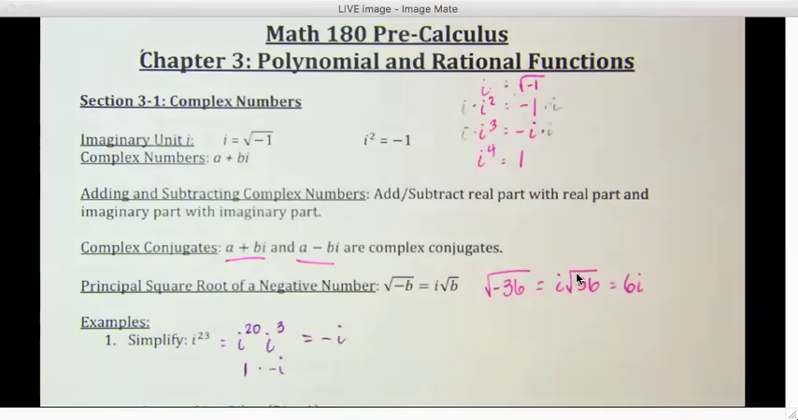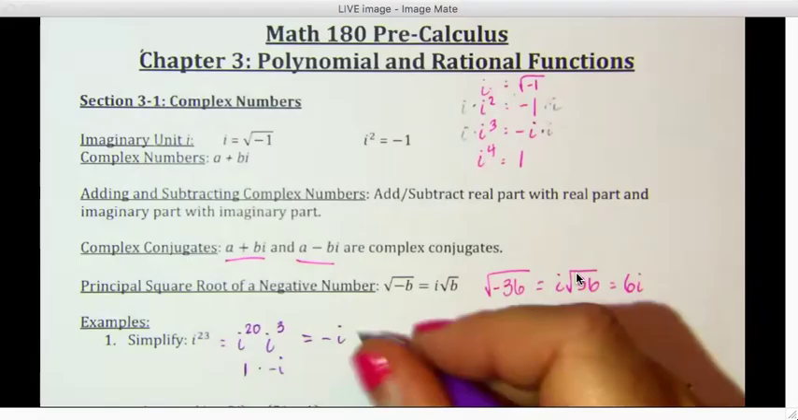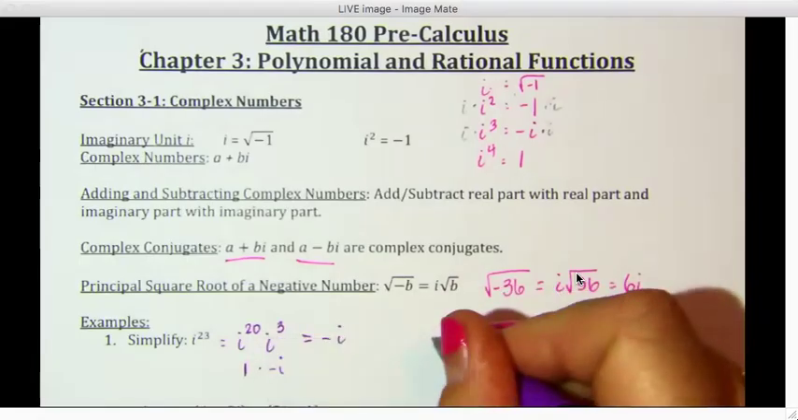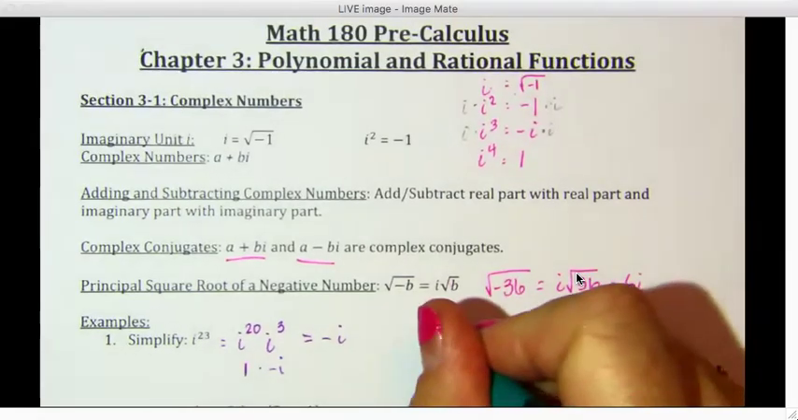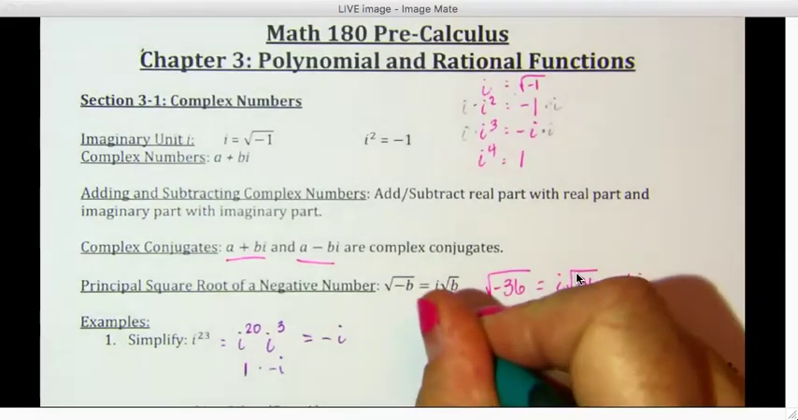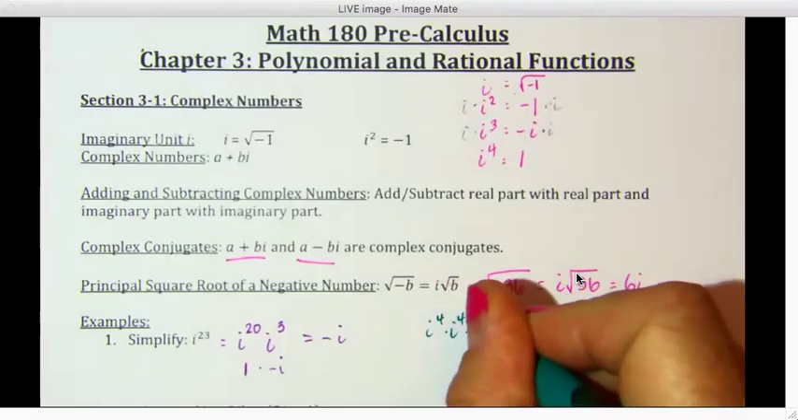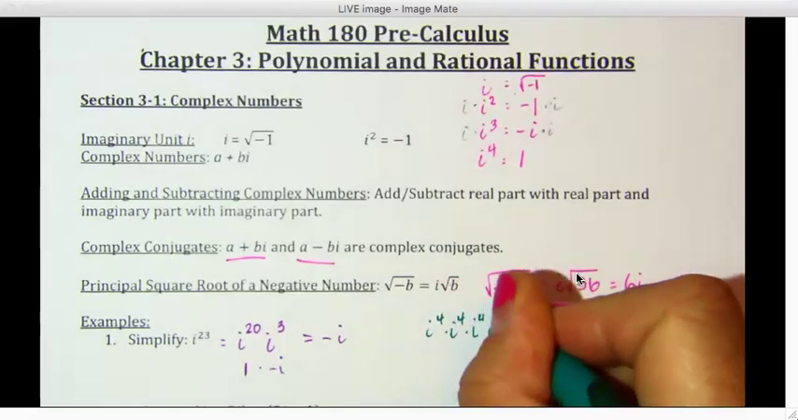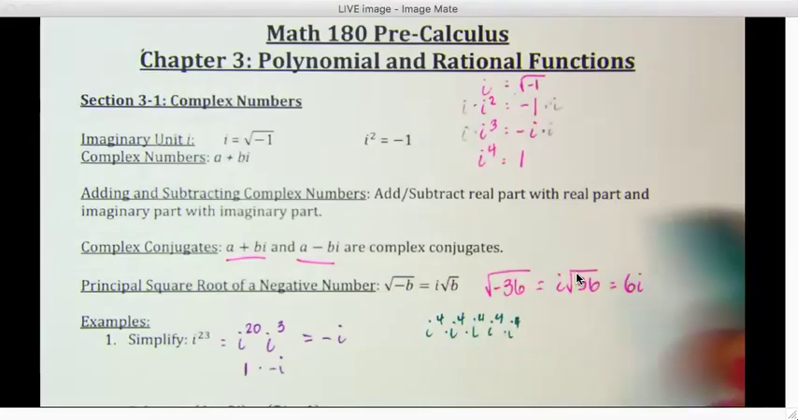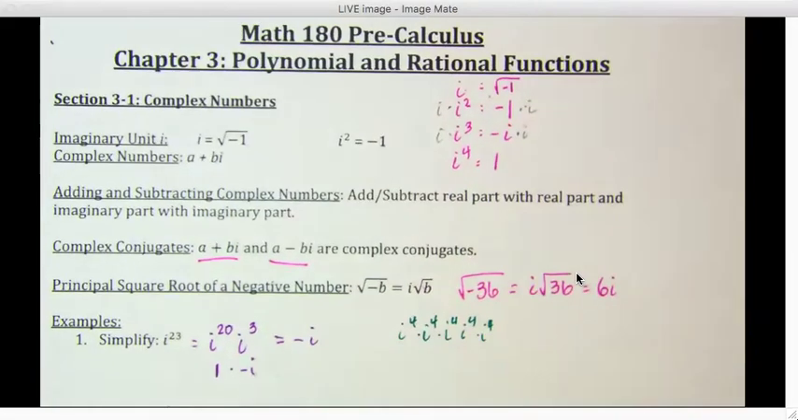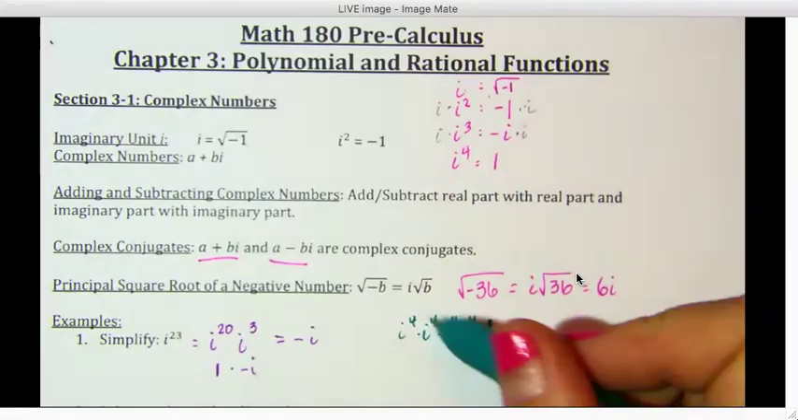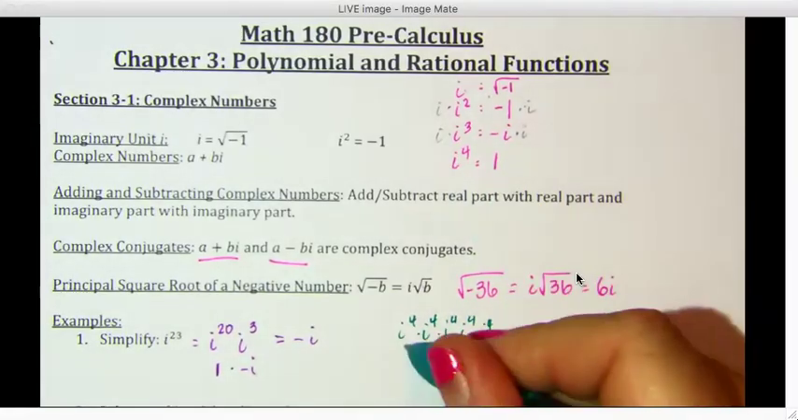The other way you could kind of think about this is that i to the 20th power is the same thing as i to the 4th times i to the 4th times i to the 4th times i to the 4th times i to the 4th. That would be i to the 4th 5 times. That would be i to the 20th power. So each of these i to the 4ths is just equal to 1.